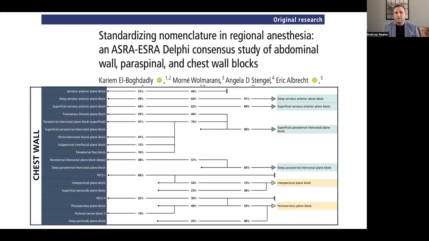You'll see we have the serratus anterior plane block, both superficial and deep, the parasternal intercostal plane block, both superficial and deep, and then the biggest change that you may see is the interpectoral plane block and pectoserratus plane block. These are now the new accepted terms for what previously was referred to as the PEX 1 and PEX 2 blocks. So you'll hear me using these new terms, or relatively new terms, in this presentation.